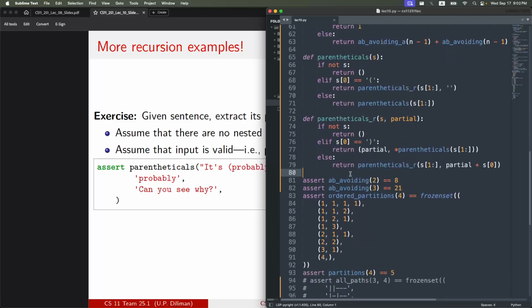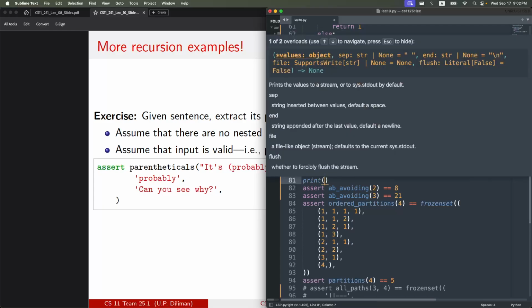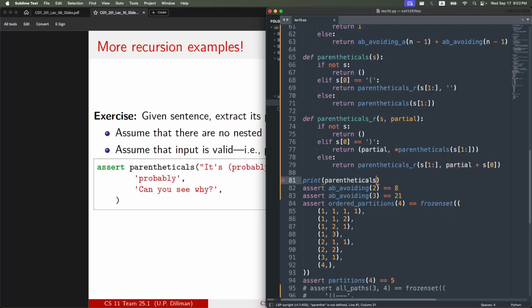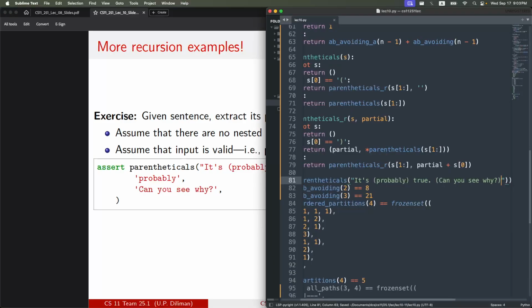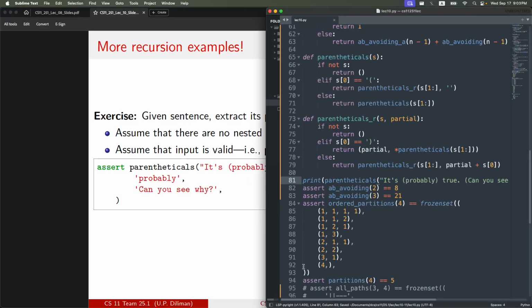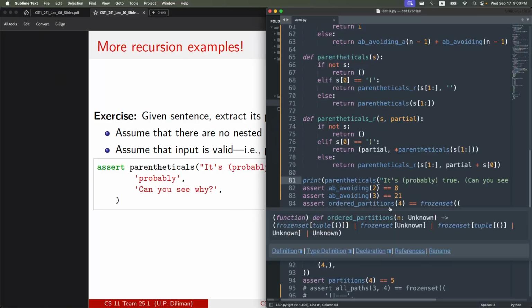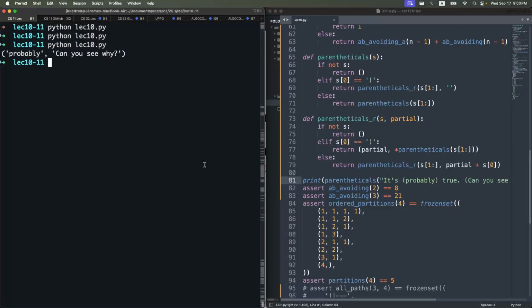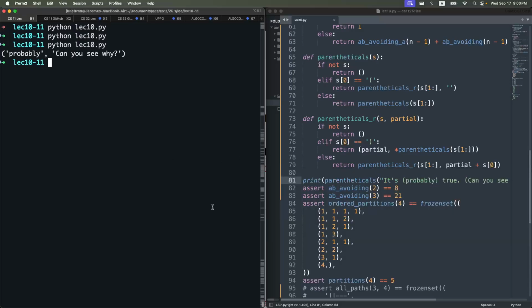So let's see if this works. Instead of asserting this, let's print the result of parentheticals. It's probably true. Can you see why? Let's print the result of this. You should get the tuple containing these two strings, I hope. Yes, it works. So another example of mutual recursion.